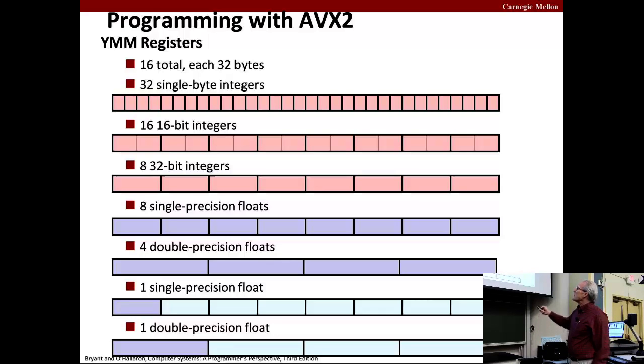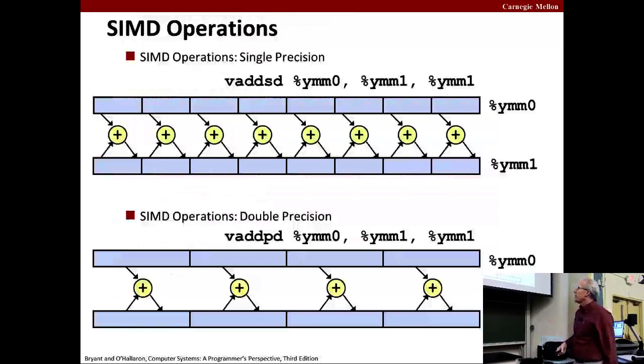And as I mentioned before, you can think of these as a way of operating on 32 individual characters, or I can treat them as floating point. And we saw before that nowadays the regular floating point makes use of sort of the low order 4 or 8 bytes of these registers.